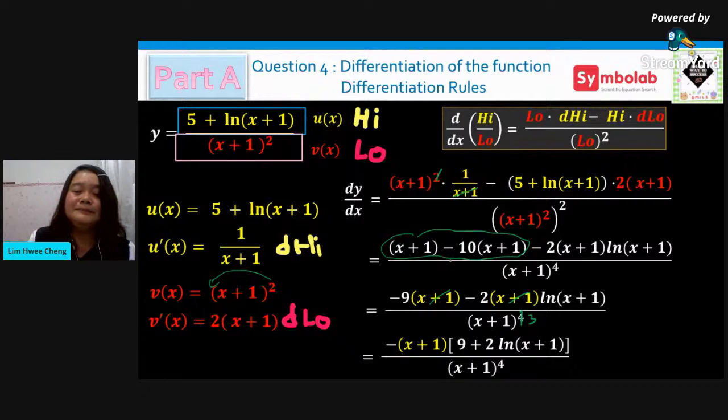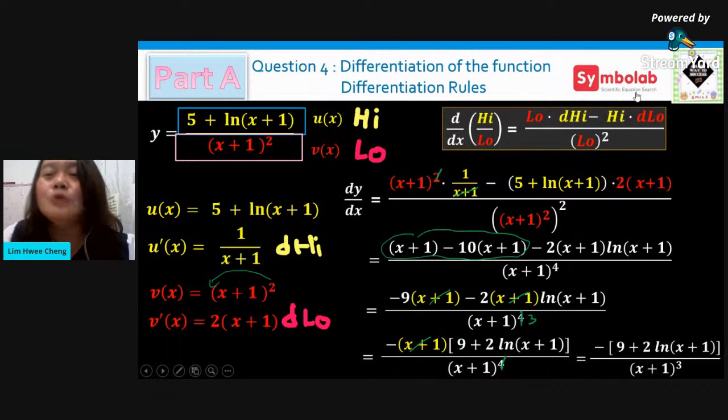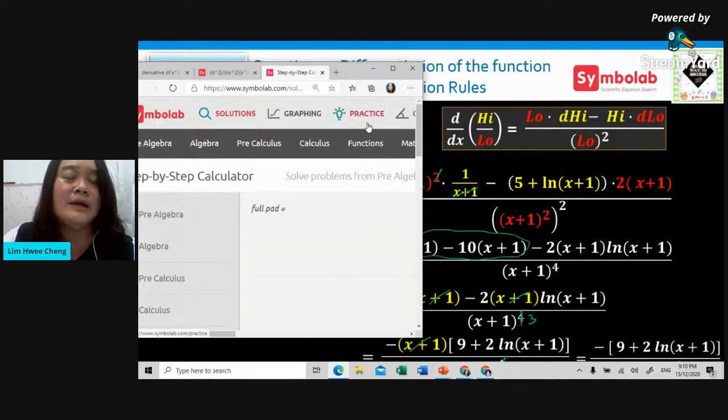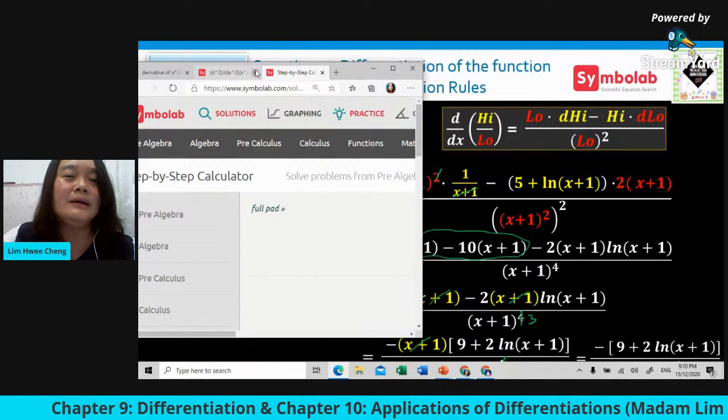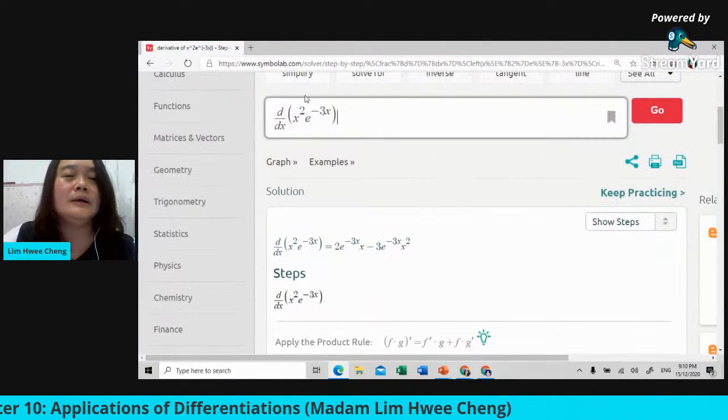If you don't like it, you simplify it, so you will get this: minus 9 plus 2 ln x plus 1 over x plus 1 power of 3. Okay, so we check whether the quotient rule, the symbolic, can do it or not. It's the same actually. You can try and see. If you have a gadget with you, you may try. You just go through the calculus.